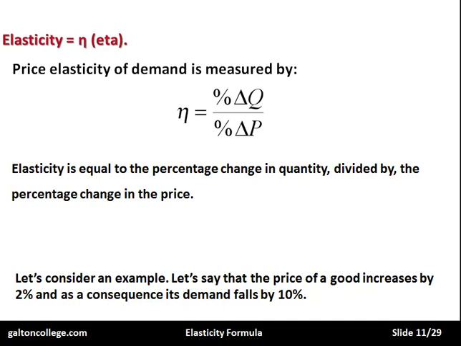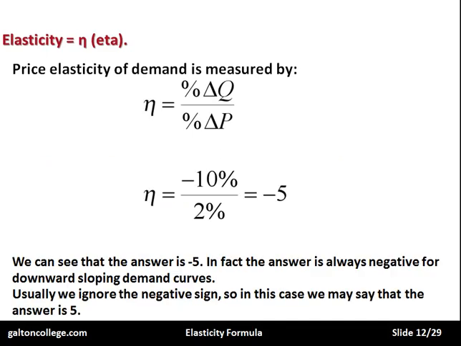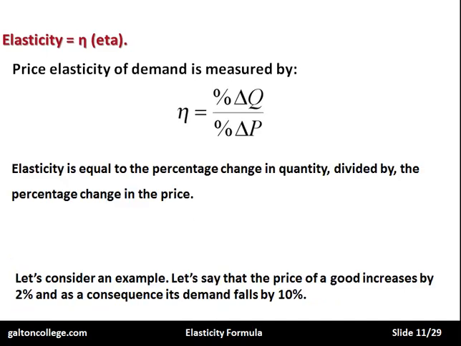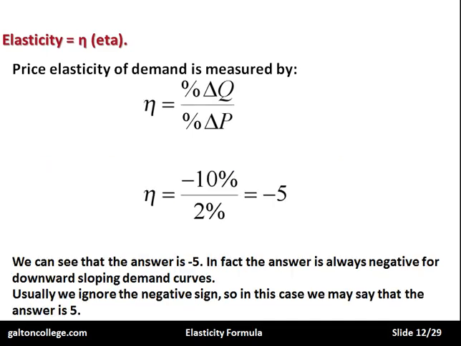So let's just deal with that. Now substitute that into our formula. So go back to the demand falls by 10%, minus 10%, and the price of the good increases by 2%, plus 2%. So demand falls by 10%, price increases by 2%, plus 2%, minus 10%. Now insert it into the formula, and here we have the page we had earlier. So it's minus 10% over 2%, which is equal to minus 5.